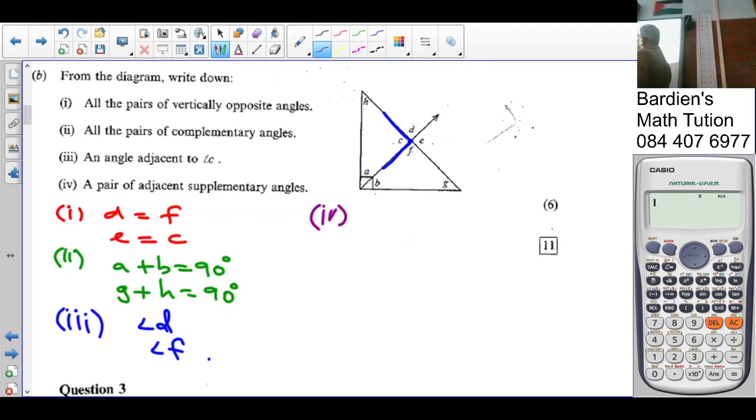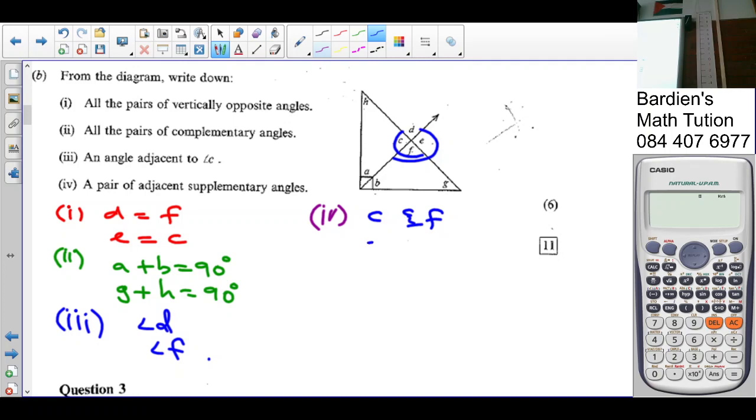Let's look at number 4. A pair of adjacent supplementary angles. So what does adjacent mean? Next to each other. What does supplementary mean? Adds up to 180. But we know that angles on a straight line are also adjacent supplementary, not so? So which angles are adjacent supplementary? C and F. Or we could have said angle C plus angle F is 180. This is also acceptable.